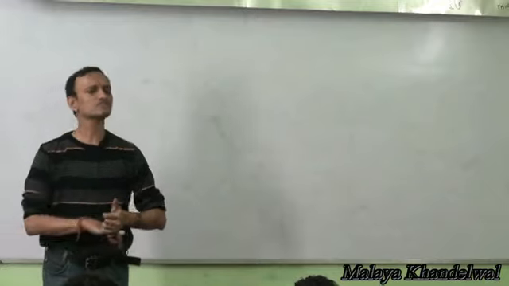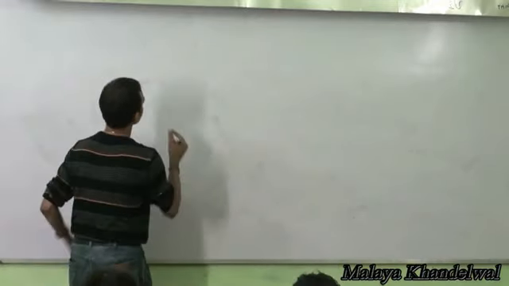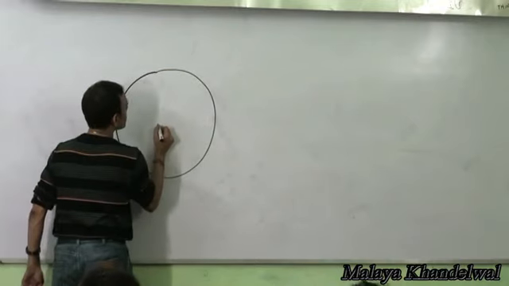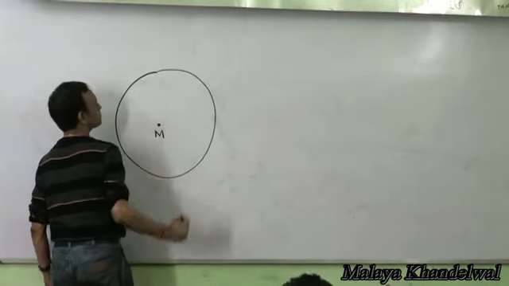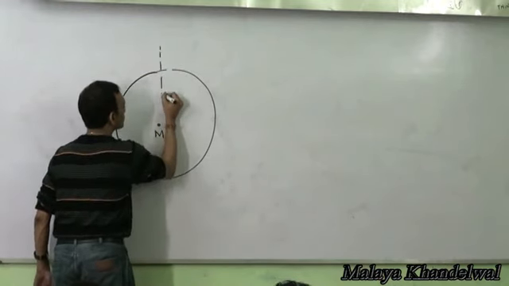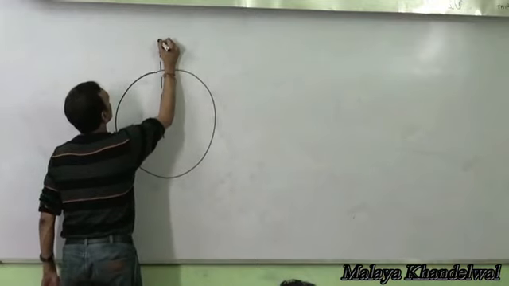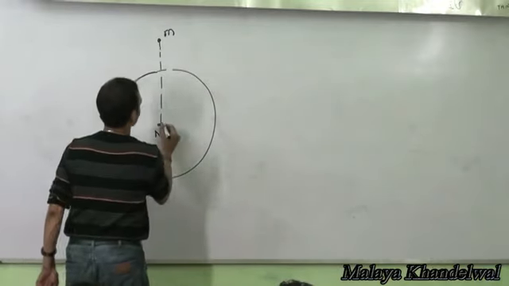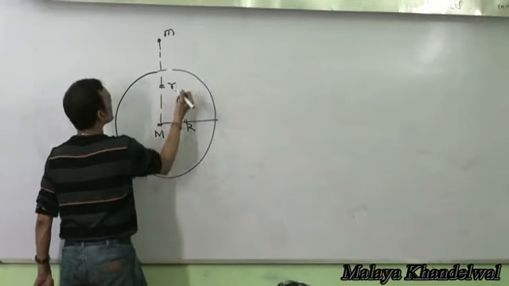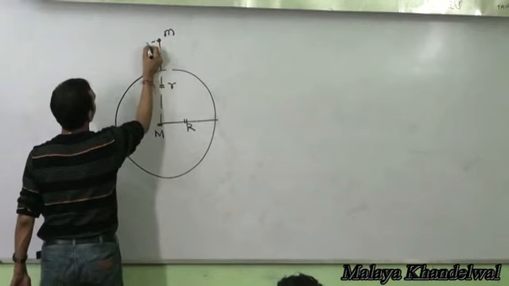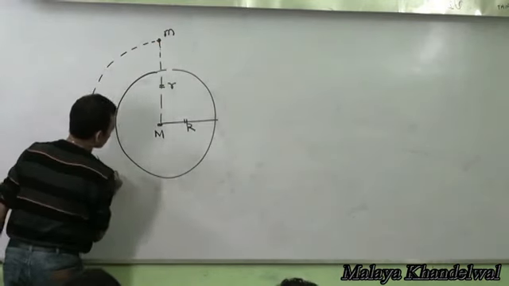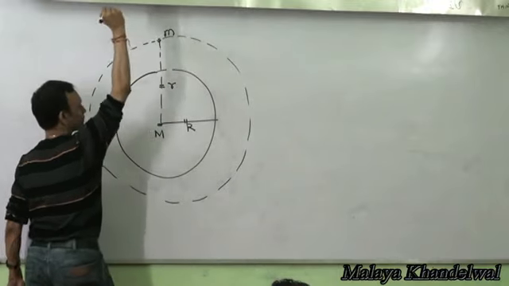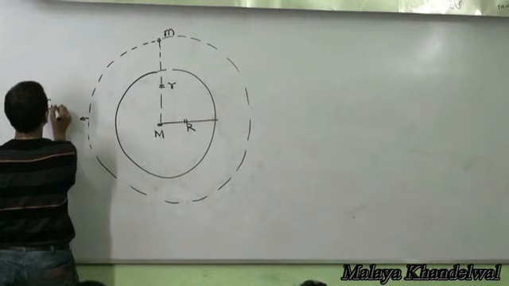Next, let's look at some special numbers. This is the Earth, mass capital M, and there is a satellite of mass small m which orbits the Earth in a circular orbit of radius small r.